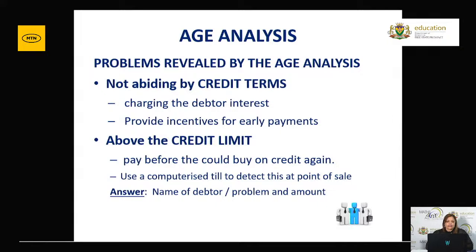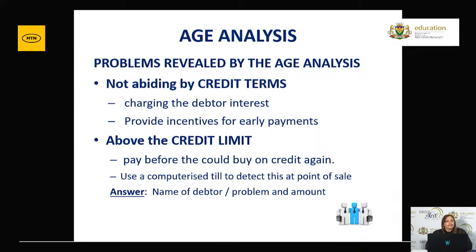Age analysis. Problems revealed by the age analysis. Normally I say you look for two things, credit terms and credit limit. But credit terms also goes with slow payers, people who don't stick to the credit terms, people who take long to pay, right? What is the credit term? It's the number of days that you are allowed to repay your credit. Normally they say 30 days or 60 days. Then you expect your debtors to be within those 30 days or within the 60 days, right?